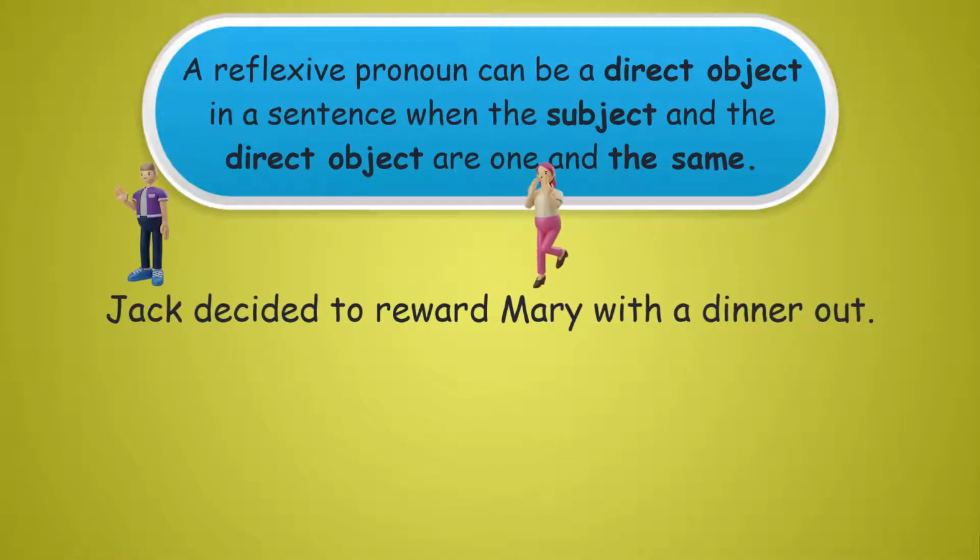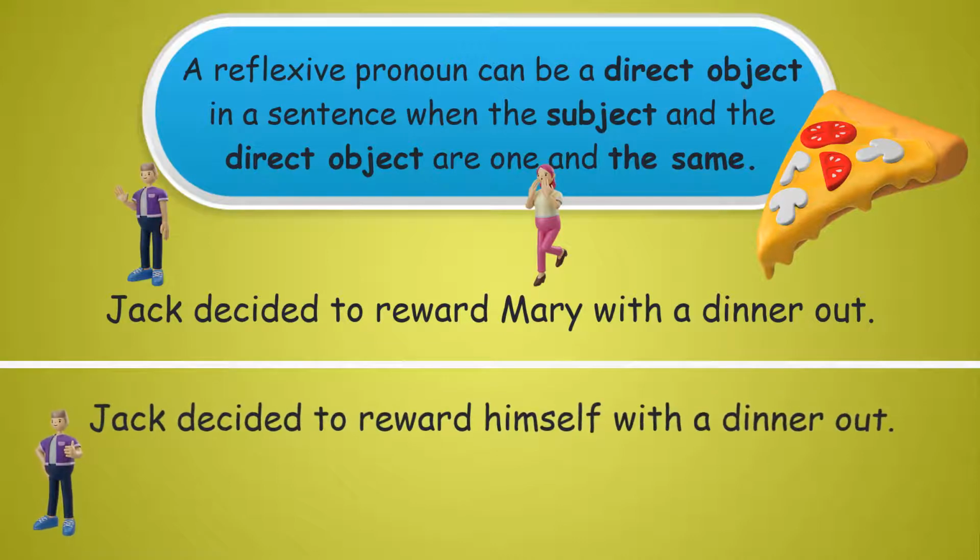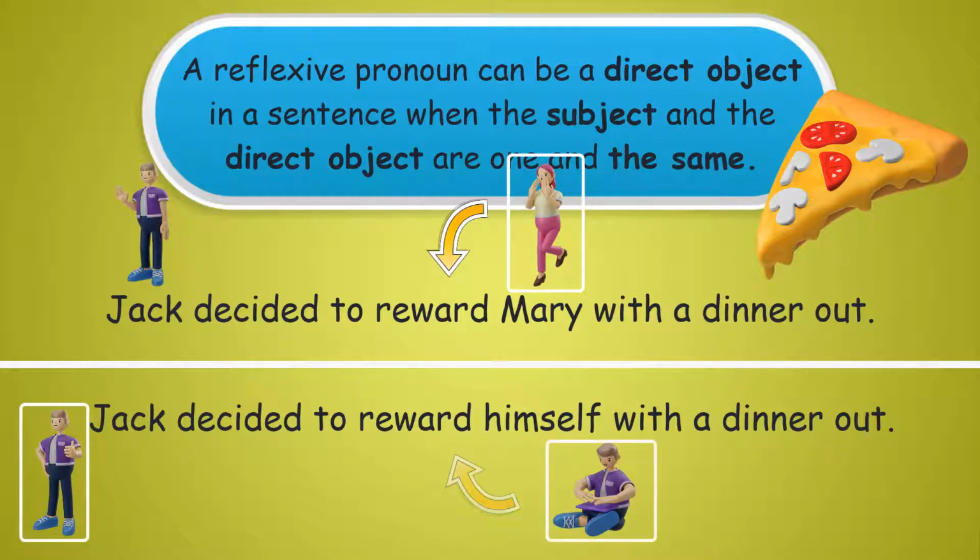Jack decided to reward Mary with a dinner out. Jack decided to reward himself with a dinner out. In the first sentence, Mary is the object of reward. Jack, the subject, is the object of reward in the second sentence, so we use the pronoun himself.